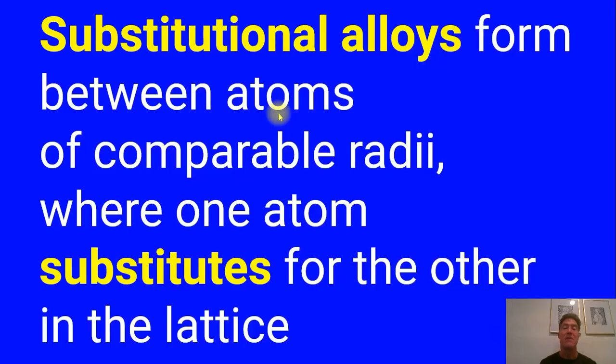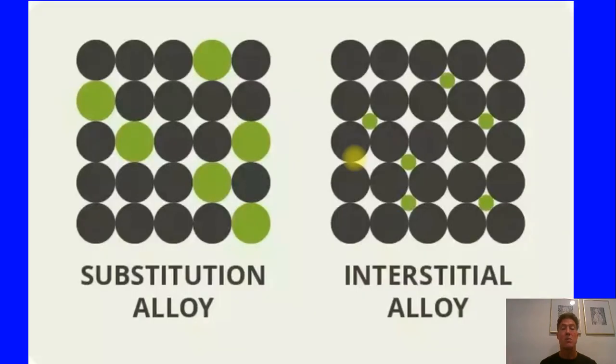This is different from a substitutional alloy. These form between atoms of around the same size radii. So they're too big to fit within their spaces, but one atom can substitute or replace another in the lattice, as it were, in the solid. And so here's what you have in a substitutional alloy. You have some of the original, whatever it is, might be gold being replaced by silver, it might be copper being replaced by some zinc, but you replace certain atoms with others of roughly the same size.